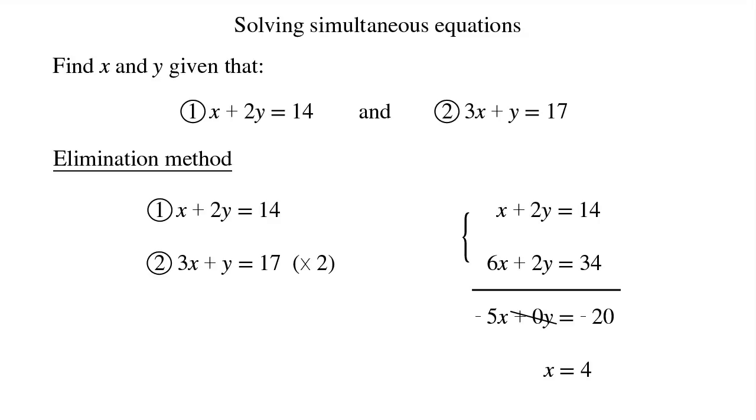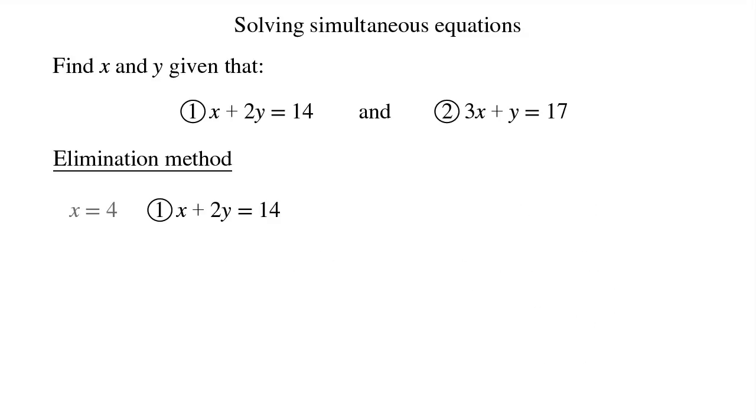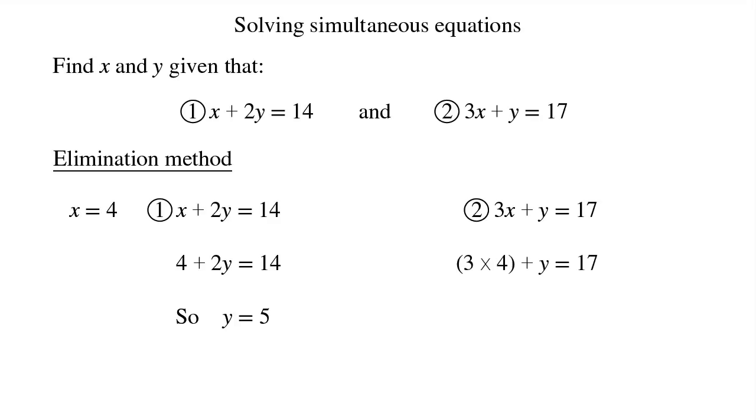We can now substitute this value, x equals 4, into our original equations. So for equation 1, we have 4 plus 2y equals 14. We know that 2y must be equal to 10. What number multiplied by 2 gives us 10? That's 5, so we can say that y is equal to 5. We can check this value by substituting our value for x into equation 2. That gives us 3 times 4 plus y equals 17. 3 multiplied by 4 is 12, so we have 12 plus y, which means that y must be 5, the same answer we got for equation 1. So the values that solve both equations are x equals 4 and y equals 5.